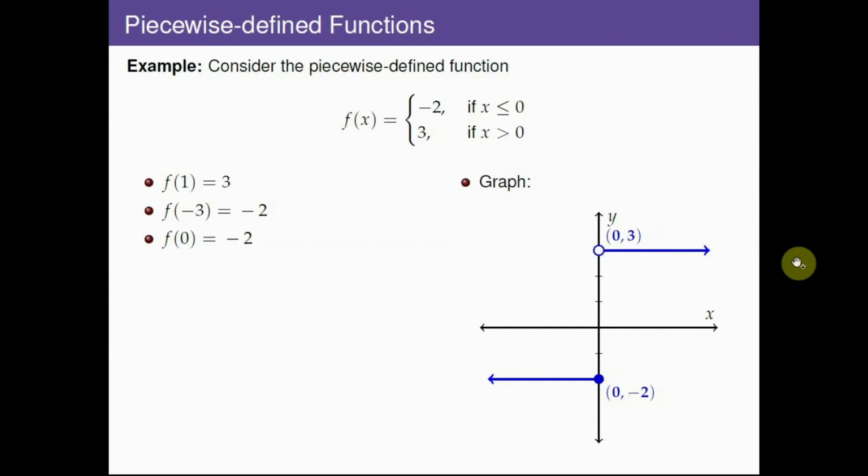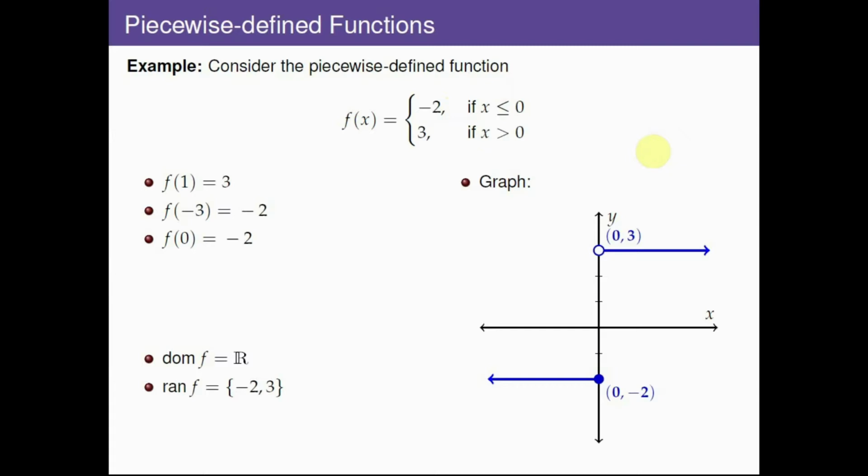Okay? And from here, it is easy to see what is the domain. F of x is well defined everywhere, so the domain is the set of real numbers. What about the range? There are only two possible values for f of x, namely negative 2 and 3. So that is precisely your range, the set containing negative 2 and 3.